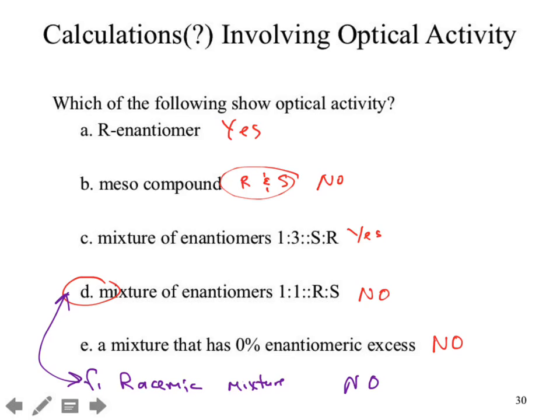Racemic is an adjective. You could turn it into a noun by calling it a racemate.